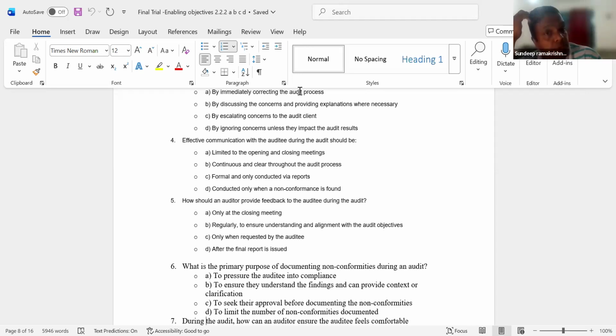Right. Question number 5. How should an auditor provide feedback to the auditee during the audit? A, only at the closing meeting. B, regularly to ensure understanding and alignment with the audit objectives. C, only when requested by the auditee. And D, after the final report is issued.